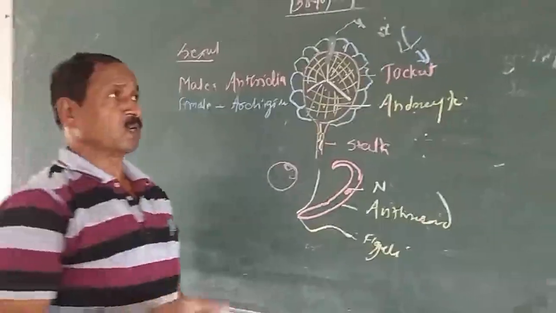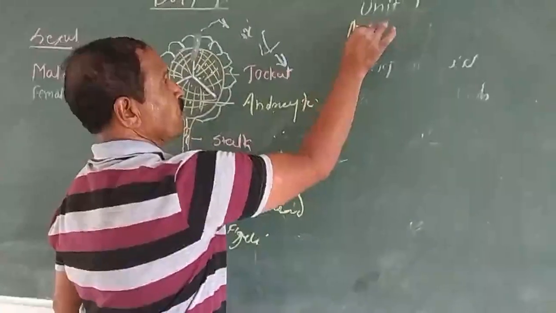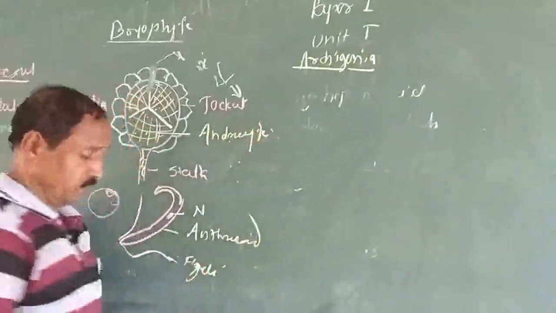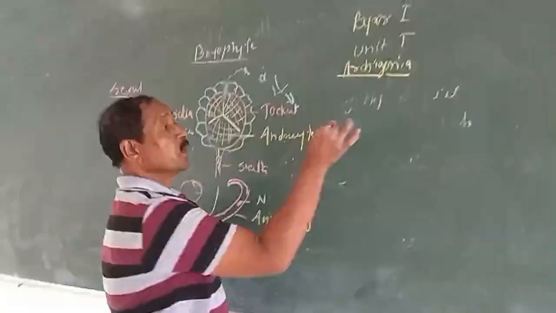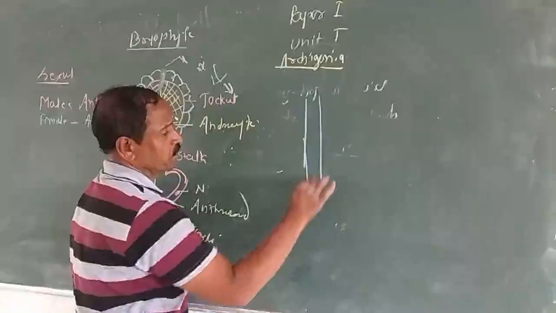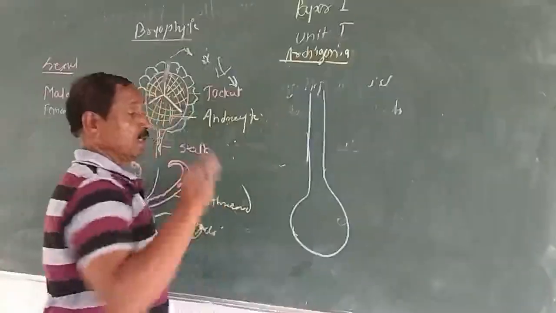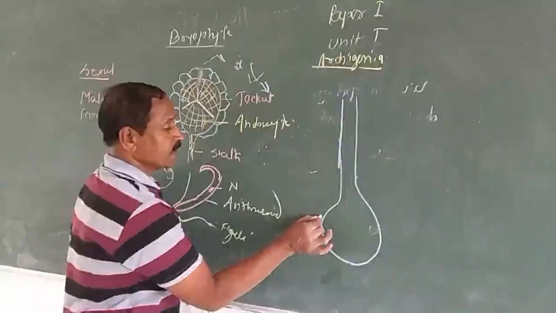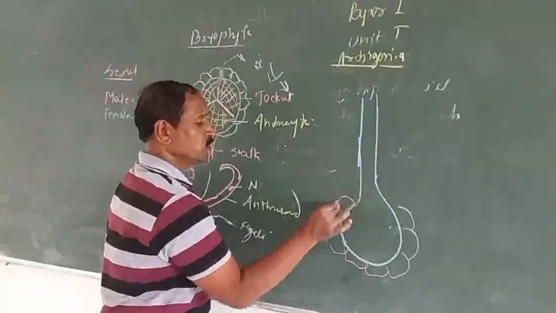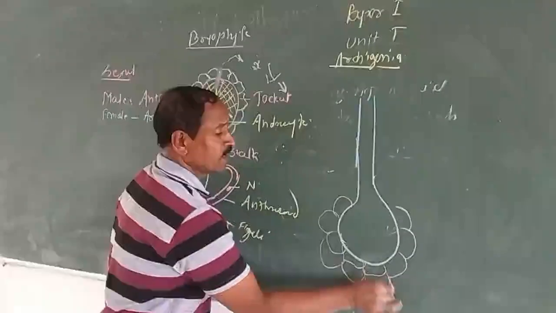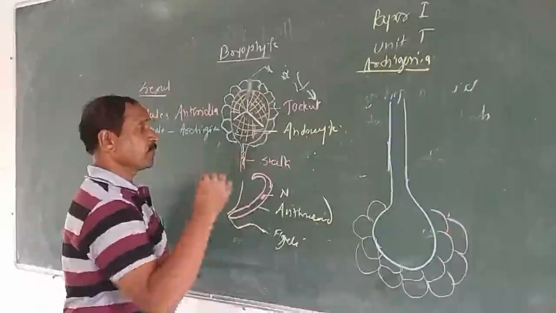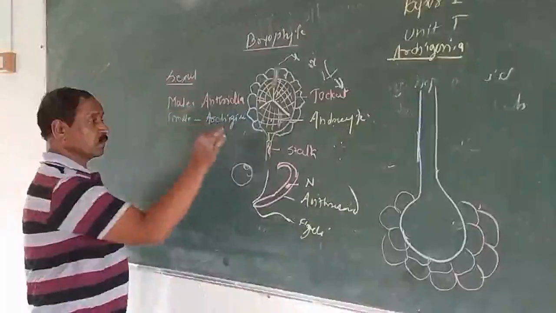The next sex organ is called the archegonium. The archegonium is conical, showing a flask-like structure. In the flask-like structure, the base is attached to the gametophytic thallus, which means the food supply to the archegonium and antheridium both comes from the thallus.